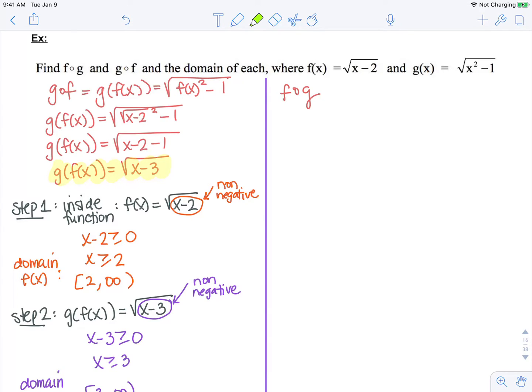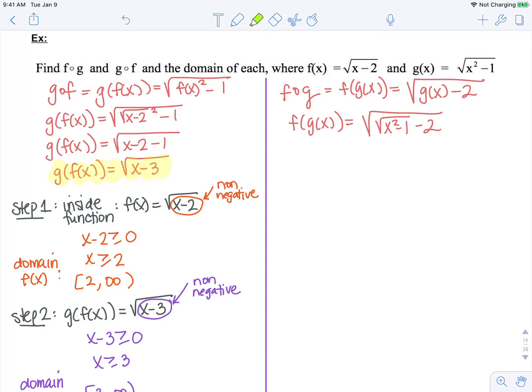Okay, just forewarning you, this one's more difficult, so get ready, okay? So now we're looking for f of g, which is the same as f of g of x, which is the f of x function with g of x plugged in for x. So f of g of x is the square root of the square root of x squared minus 1 minus 2. We cannot simplify that anymore.